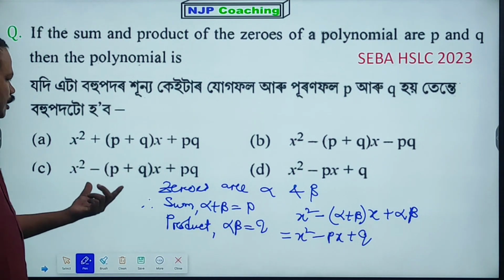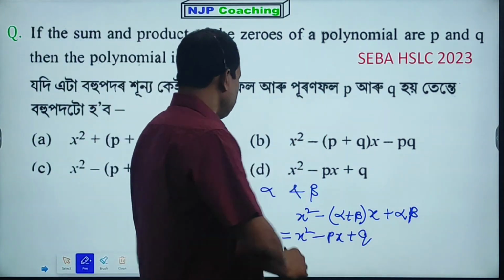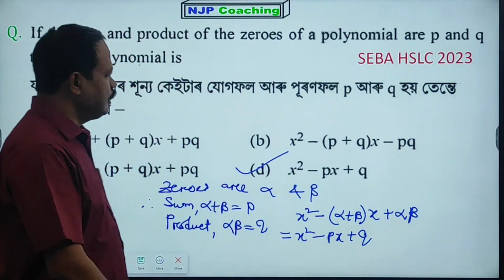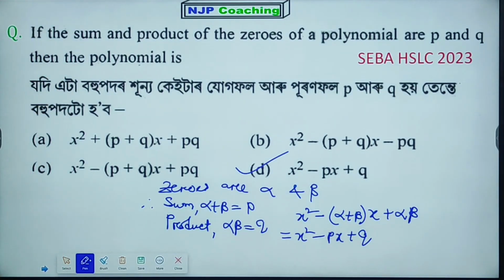So this is not the answer, this is not the answer. What is the answer? Answer is x square minus px plus q.